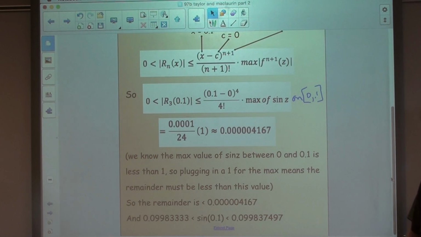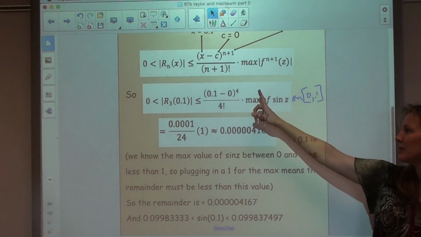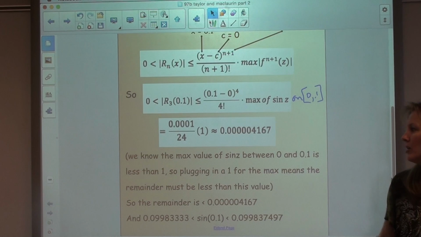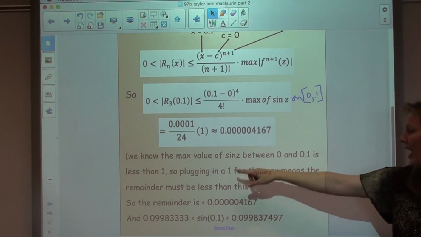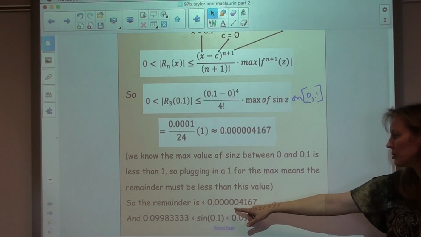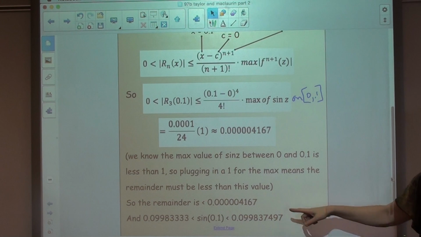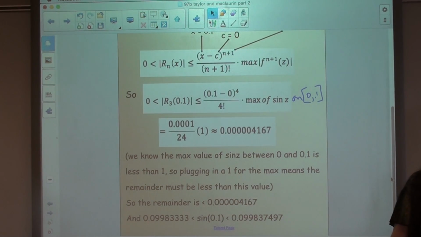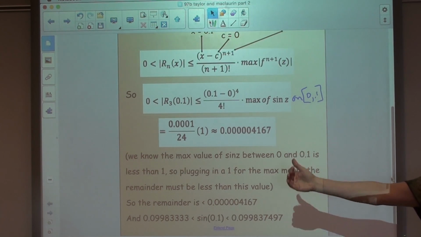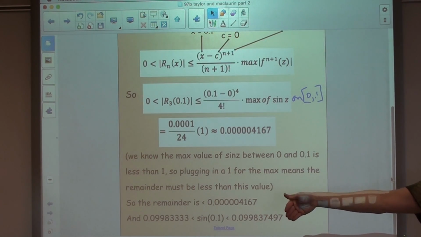So we're plugging in a 1 for the max, which means that the remainder has to be less than that value. So our remainder has to be less than 0.00004167.